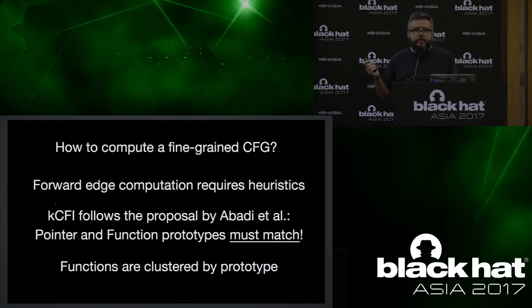But in his approach, basically what he says is that if you have a function pointer, and this function pointer has a prototype, and you have a function, and this function has a prototype, then you enforce that these prototypes must match in order for this call to happen. So if you have, for example, a function which is void and receives no arguments, and a function pointer that is void and receives no arguments, this function pointer can only be used to call functions which return void and receive no arguments. So you enforce this sort of matching.